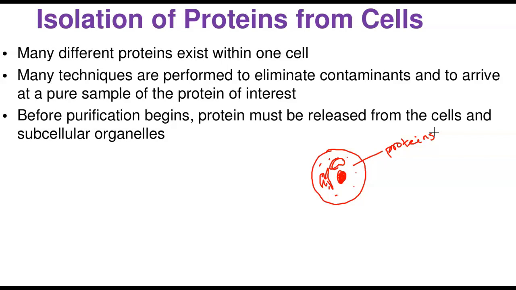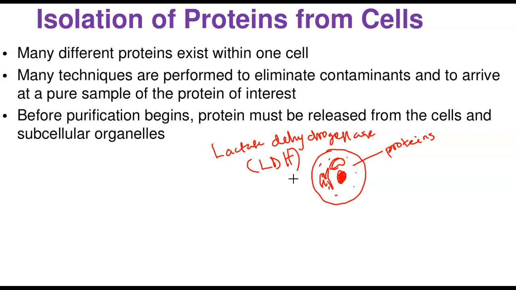Now, assuming you want to isolate a particular specific protein, let's say the protein you want to isolate is lactate dehydrogenase. Now, lactate dehydrogenase is an enzyme. Of course, it's a protein as well, LDH. You just want this particular protein. If it's existing in the cytoplasm, it's in a mixture of other proteins and other stuff. So you want to get it out of that particular system and get it in a pure form. All right? So many techniques are performed to eliminate those contaminants that you don't want and arrive at a pure sample of that particular protein of interest.